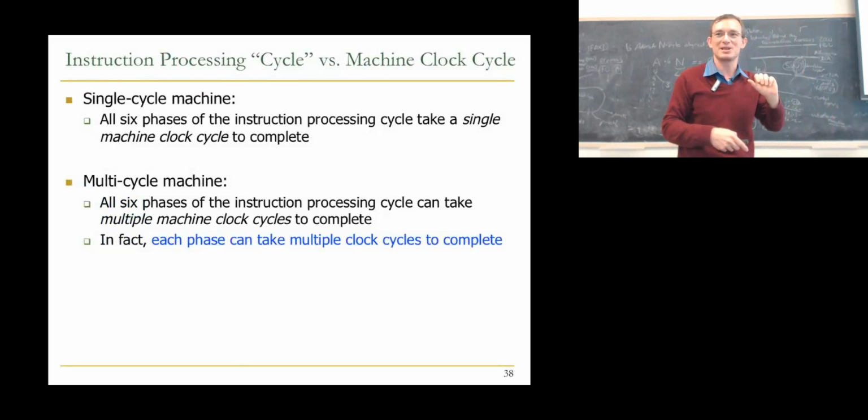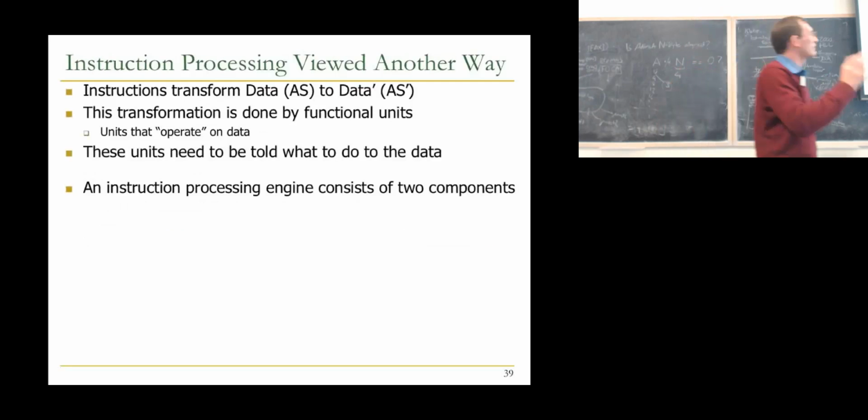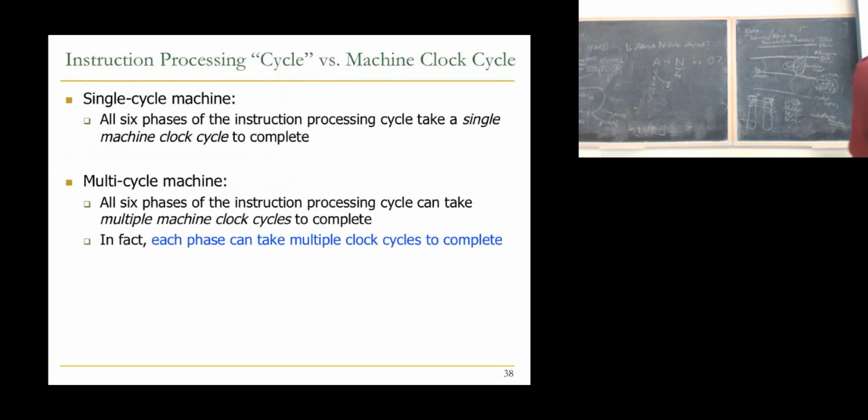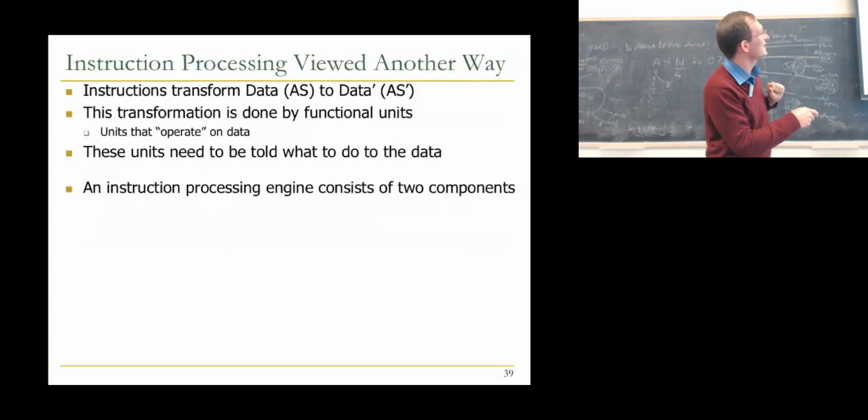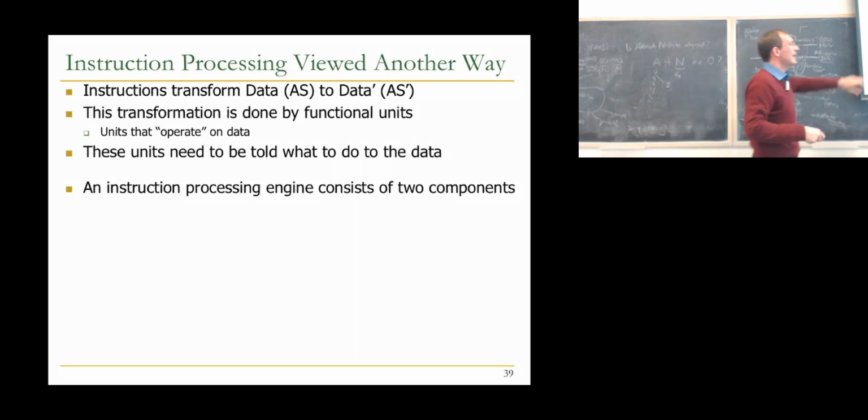I think these are simple concepts, so I'm going to go over this quickly. But think about the design of instruction processing in another way. Again, we're transforming data to data prime, or architectural state AS to AS prime. This transformation is done by the functional units that operate on the data. And these units need to be told what to do with the data, right? You have the input architectural state, and you have these units that need to do something to that input data such that the architectural state prime is generated. To be able to do this, an instruction processing engine consists of 2 components.